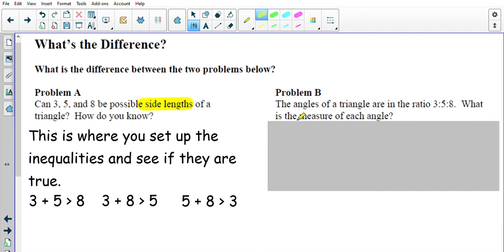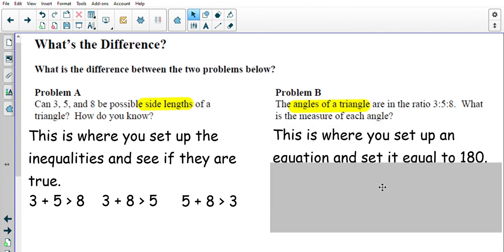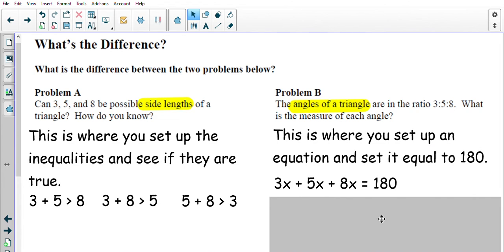Whereas in problem B, we're talking about the angles of a triangle. So your mind needs to immediately go to, hey, I'm going to add these up and set it equal to 180. So this is where you want to set up an equation and set it equal to 180, like this. 3x plus 5x plus 8x equals 180. I give problem B a lot of times or something similar to this on a quiz or a test, and students will immediately start writing these inequalities. But that doesn't fit here because we're talking about the angles of a triangle. So you really want to make sure you read carefully to determine what we're trying to find here, because otherwise you're going to end up doing it wrong and setting it up incorrectly.